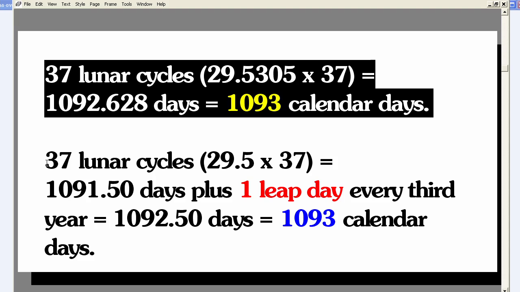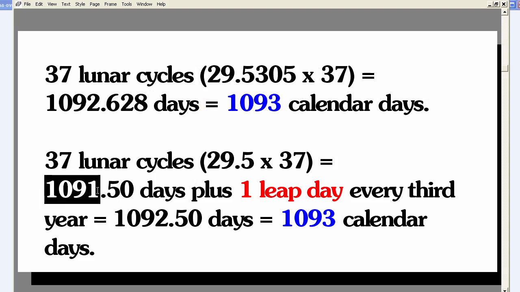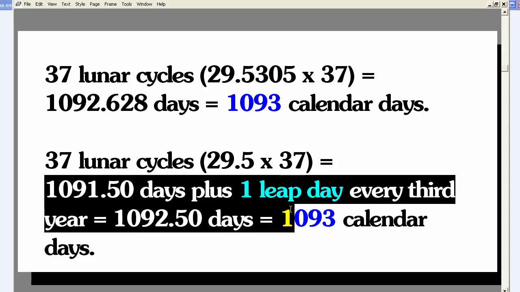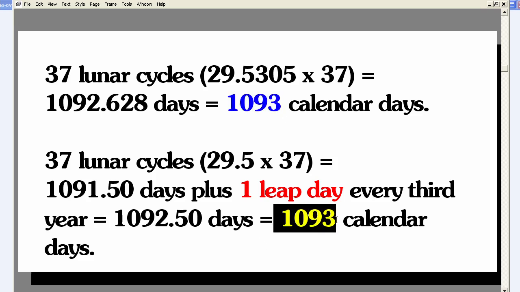We know that using the ancient method, a lunar cycle was about 29.5 days, and this comes out to 1,091 days plus a leap day every 3rd year, which produces 1,093 calendar days. We see 1,093, 1,093. This is the naked eye version.